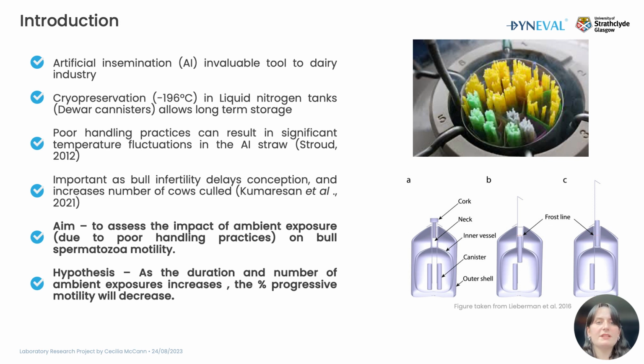In the straw redistribution stage at AI commercial sites, straws will often be repackaged into different ordered quantities to be sent off to the relevant farmers. At this point, straws may be temporarily moved between different tanks for transport or long-term storage. And although these ambient exposures are brief, they could be significant.